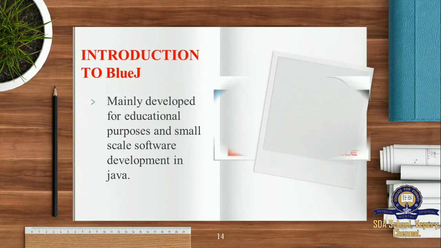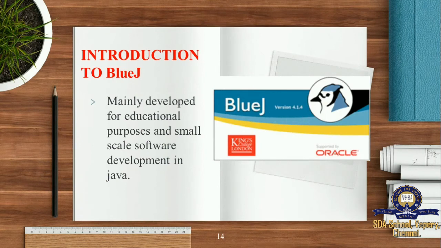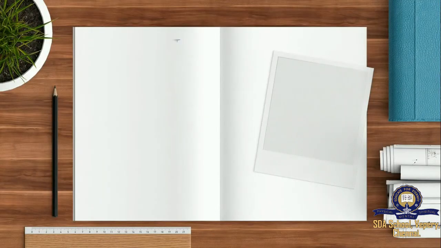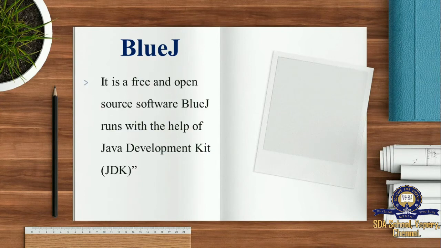Okay. Now, this is your BlueJ version. In your textbook, it is BlueJ version 4.0.1. You can use the 4.1 version also. I'll tell you how to install this BlueJ, so need not worry about it. And now, we are going to see this BlueJ.